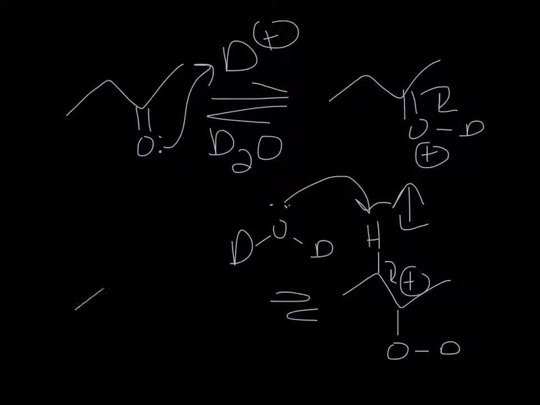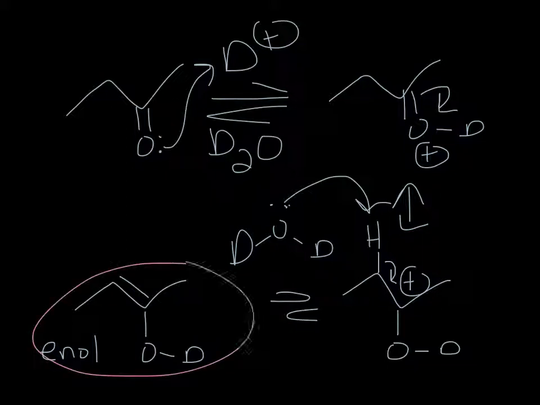And it makes my enol. So it's actually going to be deuterated or protonated, in this case deuterated, because it's under acidic conditions. So we won't have any negative charges under acidic conditions, only under basic conditions. Now this enol can react the same way. We can remove the deuterium and deuterate it as well.